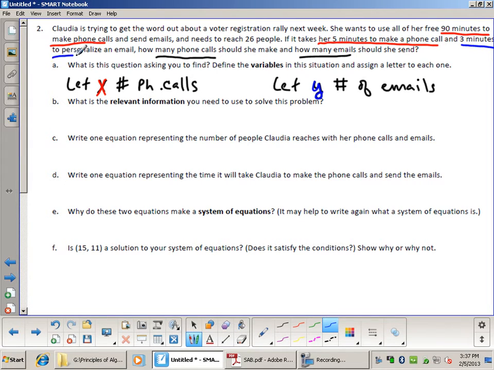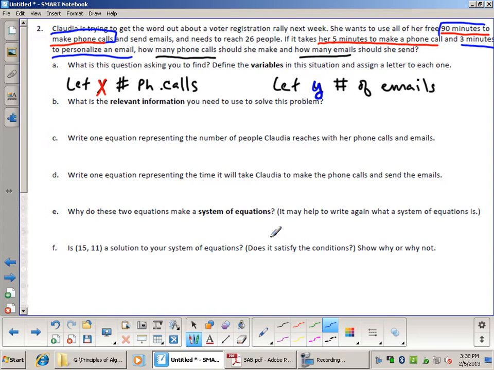How many phone calls? Sorry. Well, let me look back and read this. So how many phone calls and how many emails sent? So she had the 3 minutes for email, 5 minutes for a phone call. The 90 minutes really applies to both. So I'm going to go back and put a little blue on this one too. So we have all this information. It's relevant. It's irrelevant. Well, again, it's really hard to kind of separate the two.